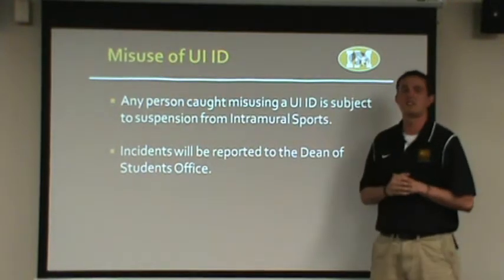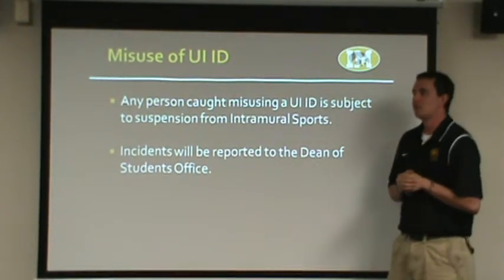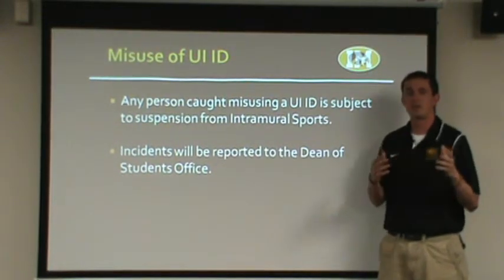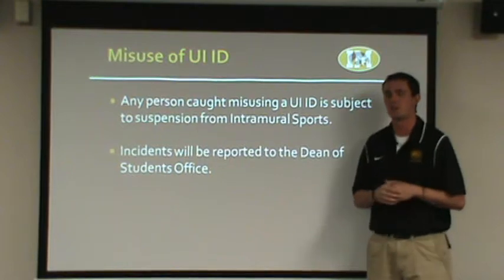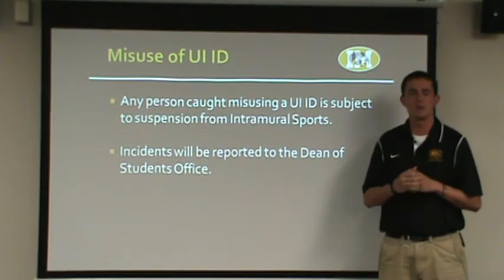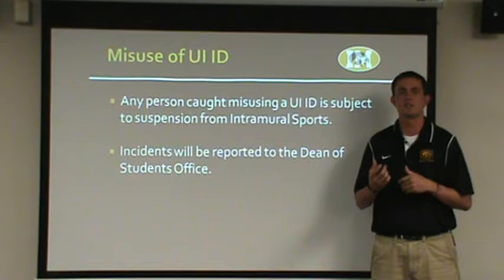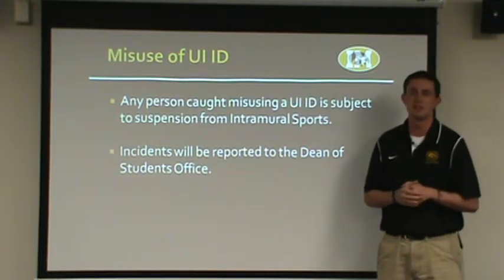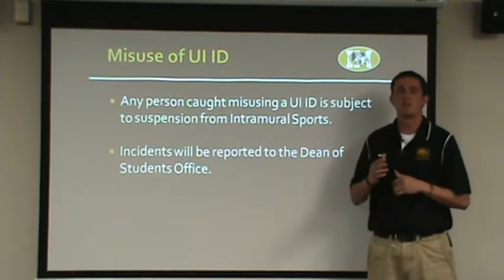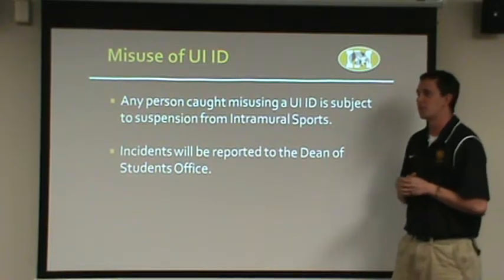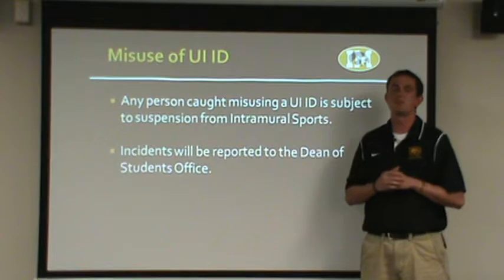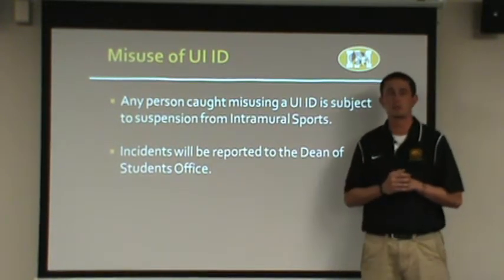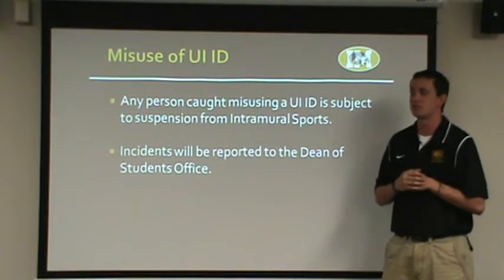Any person caught misusing a university ID is subject to suspension from intramural sports. So if somebody else isn't on a team or isn't playing intramural volleyball or whatever, and you take that person's ID and try to use it, whether it's a friend, roommate, doesn't matter, they give it to you for whatever reason, and you try and use that, you are subject to suspension from intramural sports. Additionally, these instances will be reported to the Dean of Students office for further possible university sanctions for violation of the Student Code of Conduct.